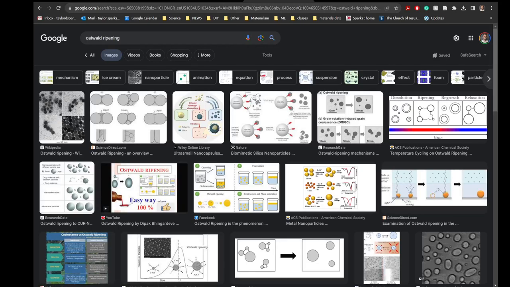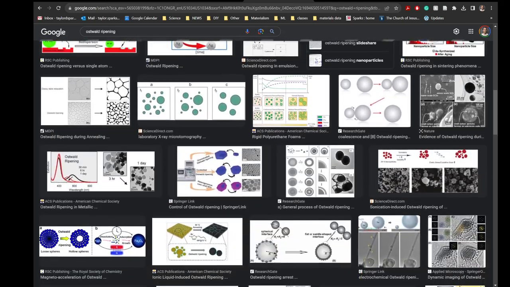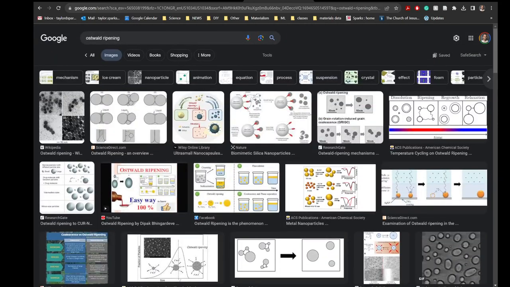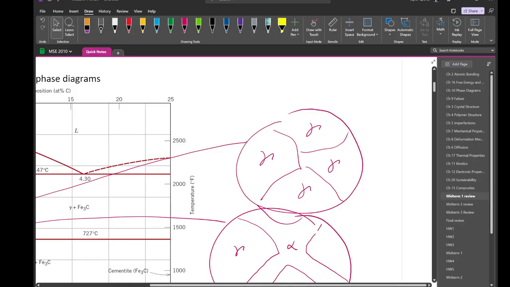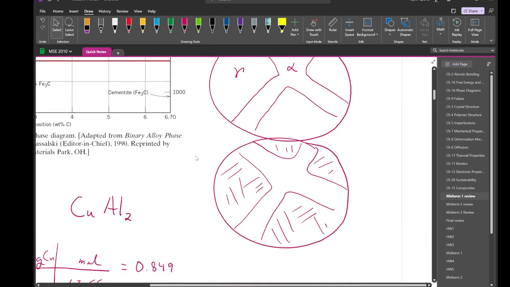So where's a good picture of Ostwald ripening? We'll see this later. I mean, you don't need to know this for this chapter. We're coming back to it. But given time, for you to get rid of those imperfections, you have to have diffusion. So it takes time and temperature. So why didn't they just use dashes in the first place? When you say dashes, dashes are two different phases.